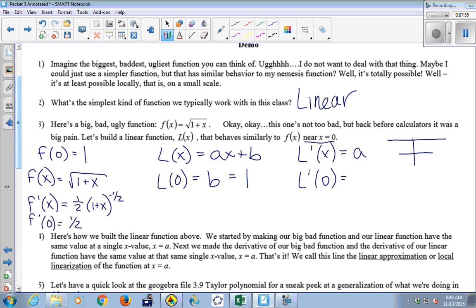It looks like this at a height of a. No matter what x is, you get a. It's like saying L prime of x is 5, right? No matter what x I plug in, you get the constant. And then I know that I have to force it to be 1/2 because I want it to be the same as f prime of 0.